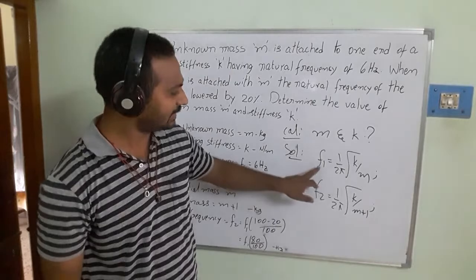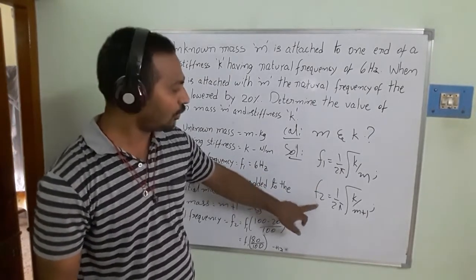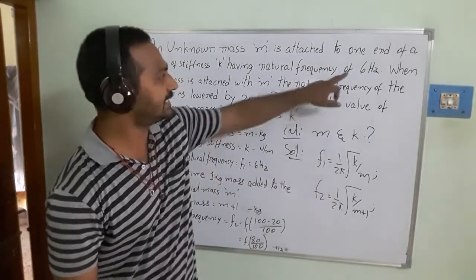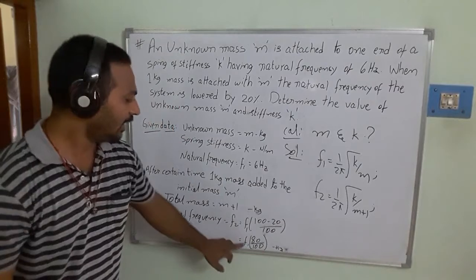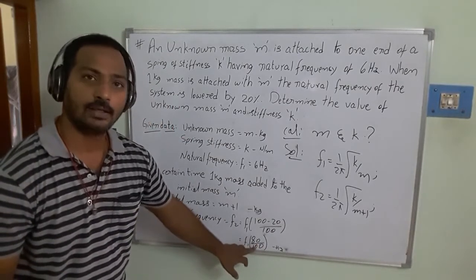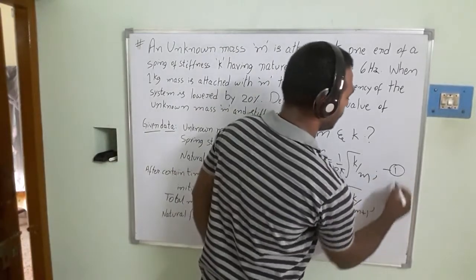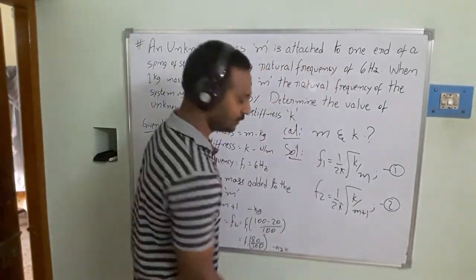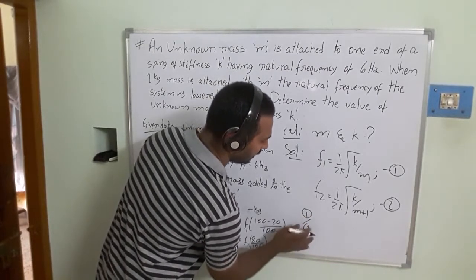So once we have f1 and f2, we know f1 is 6 Hz, and f2 is available in terms of f1 as f1 into 80 by 100. Then I am going to take equation 1 and equation 2, and divide them, starting with the 1 by 2 pi.